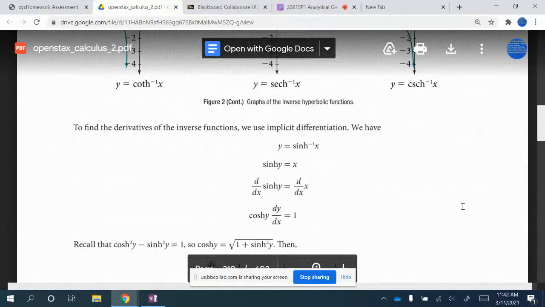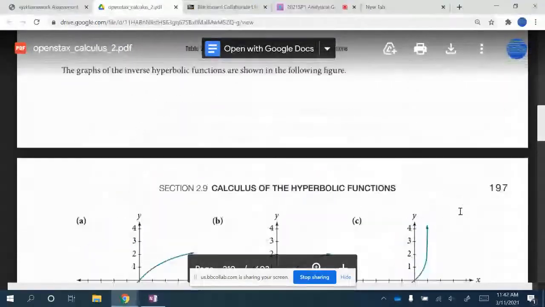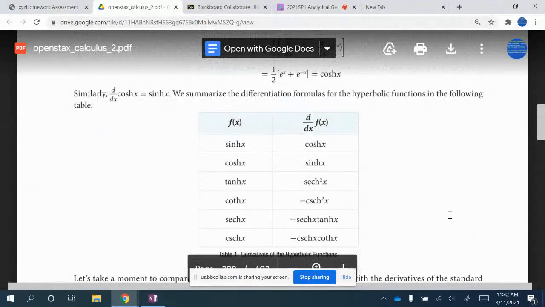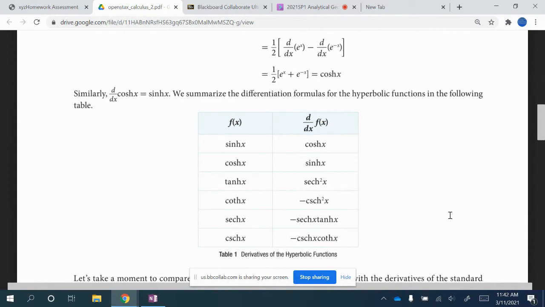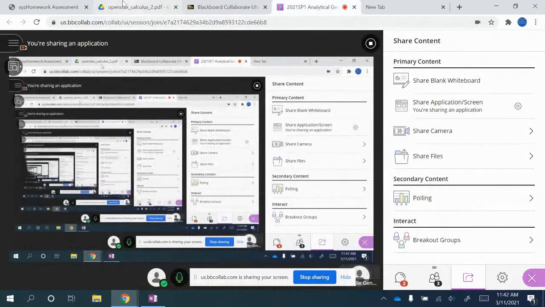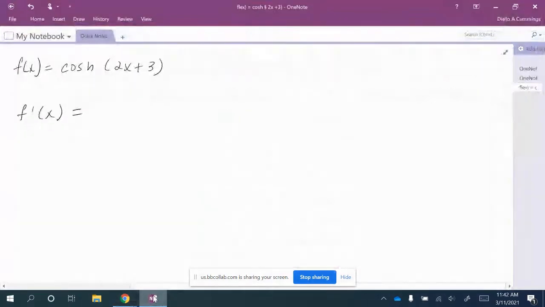All right, so I'm going to consult page 195 in the textbook. Notice that the derivative for hyperbolic cosine is hyperbolic sine. So if I take the outside derivative, I'm going to have the hyperbolic sine of 2x plus 3. And this is the outside derivative.